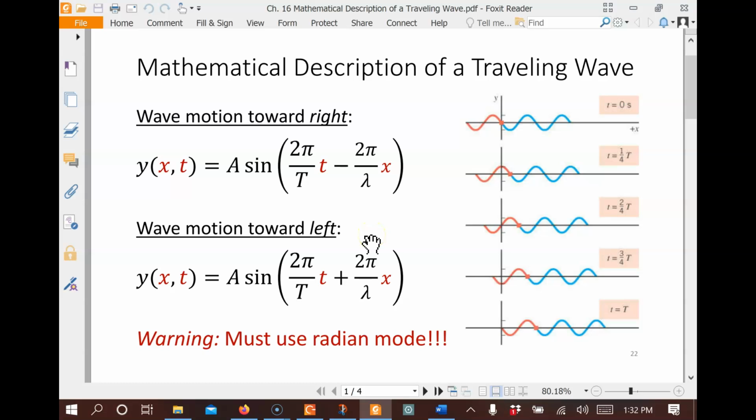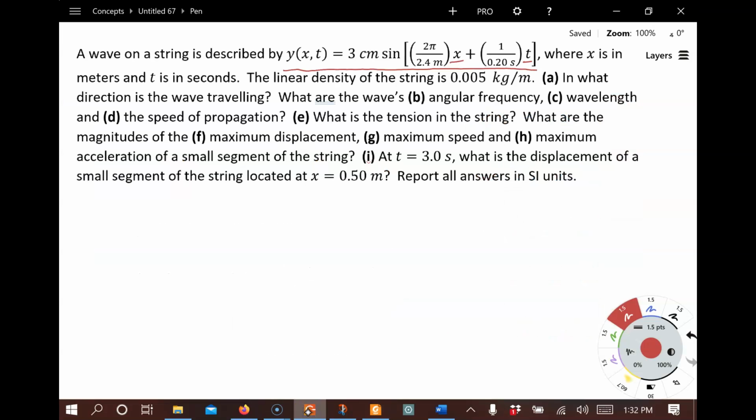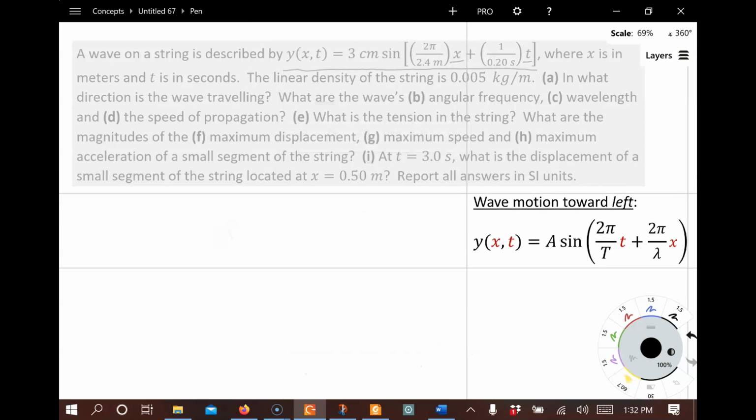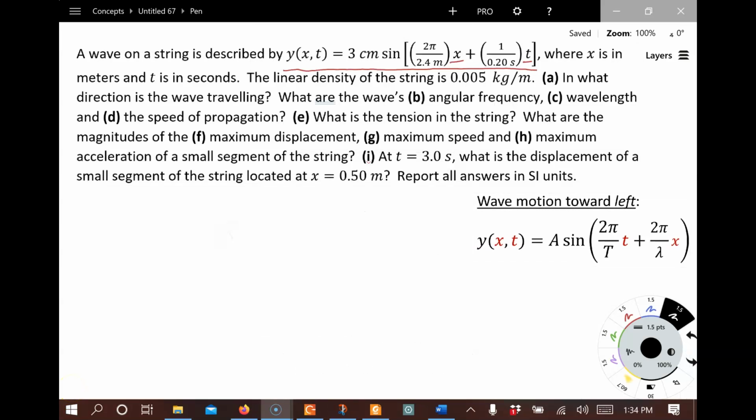Let's go ahead and copy this and put it into the video. And remember, important warning here: you must use radian mode when you use the trig functions. So there's the general form of our equation. Part A, what direction is the wave traveling? Well, we just saw, because of the plus sign, it is traveling to the left.